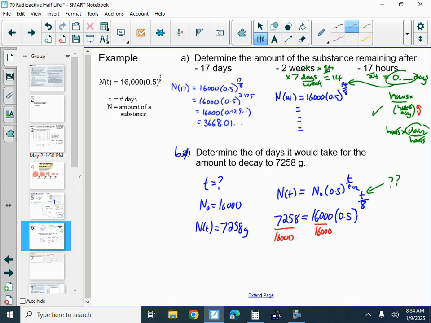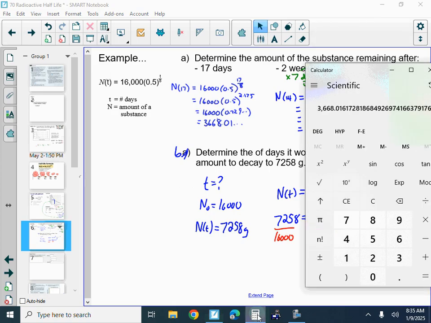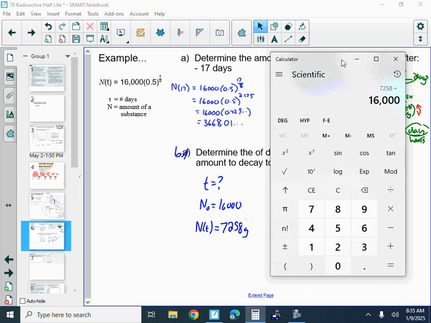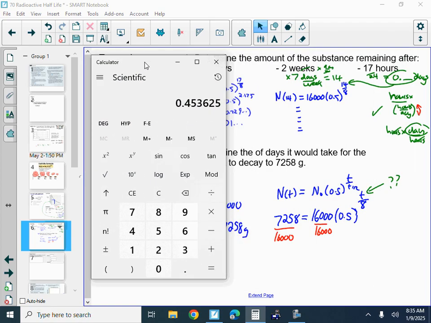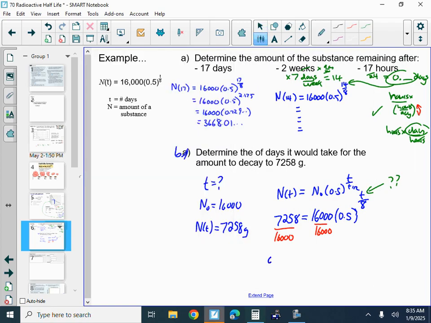And so the 7258 divided by 16,000 gives us... make sure I got the right stuff there. I do. 0.45360... 0.45365. So that is equal to the 0.5 to the t over 8.